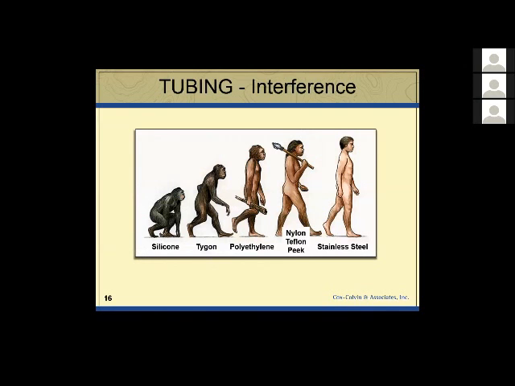I'll talk now briefly about tubing. Just in general, soft tubing shown on the left will give you more interference. It absorbs more VOCs and gives off others. Stainless steel on the far right is the least reactive tubing, but not practical for a lot of field applications. So most people use nylon or Teflon or PEEK over there toward the right.